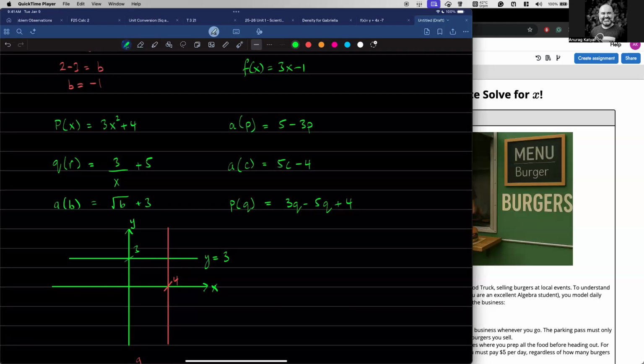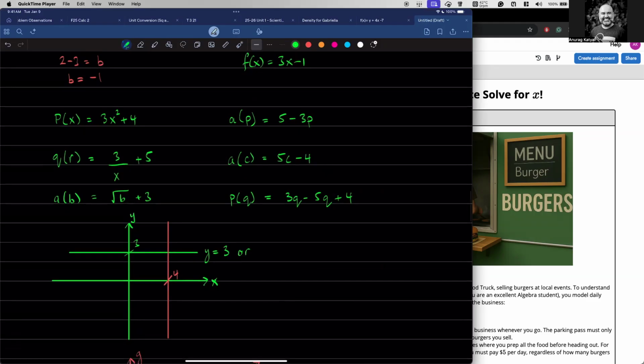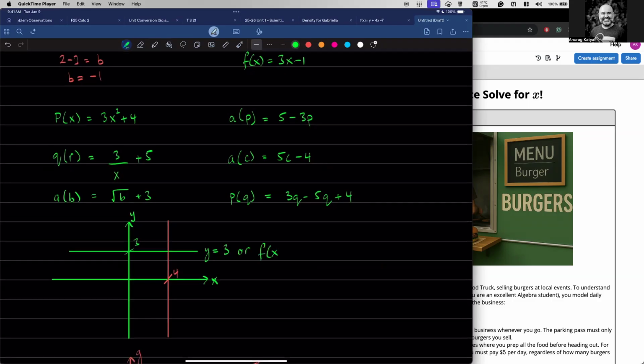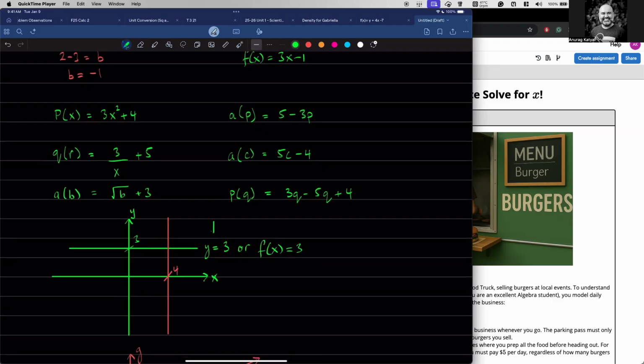So if you had to write y equals 3 in function notation, what would you write? Y is the same as what? F of x equals what? 3. So this is the equation of a line in slope-intercept form. This is the equation of the line in function notation. Is there anything different about them? Or is it just we're relabeling things we've done in the past? Fair?